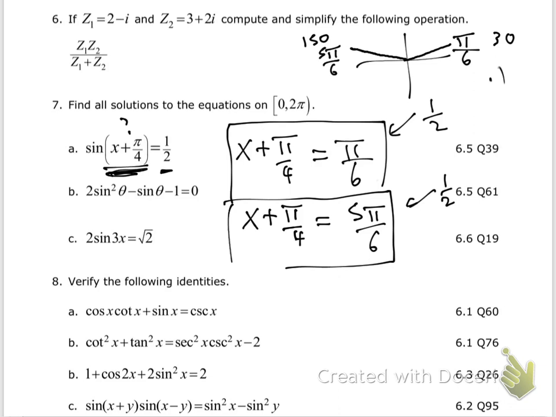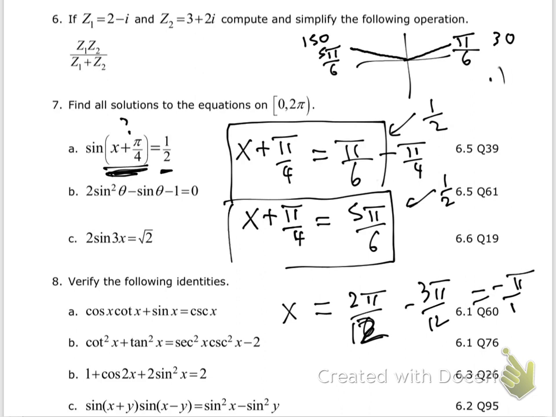Now then, the problem with this is, if I take away pi over 4 from this one, I'm actually going to get a negative answer. Let's take a look. x equals, if I do a common denominator of 12, that is 2 pi over 12 minus 3 pi over 12, which is negative pi over 12. Now, of course, I don't want negatives. The complementary angle, if I've gone down to negative pi over 12, then what is it in the positive? That's actually 23 pi over 12.